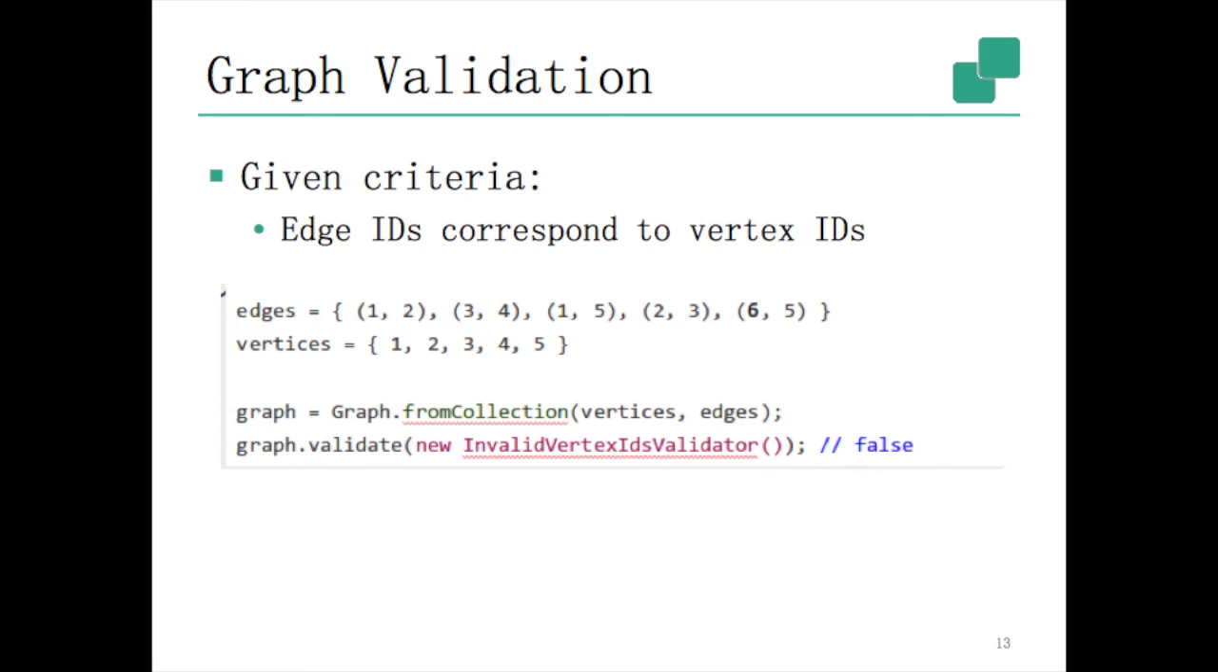We also give the opportunity to validate a graph. In many cases, for me it happened, you may mingle with your input data set and remove a vertex or an edge in between. You would like to make sure that the graph is the one you expect, so you use a validator. In this case, we want to make sure that the edge IDs correspond to the vertex IDs. So we call graph.validate with the invalid vertex IDs validator, which in this case will yield false because you don't have the 6 vertex ID from the edges in the vertices dataset.